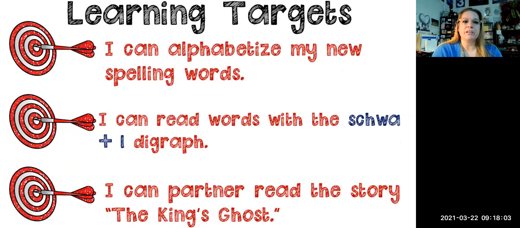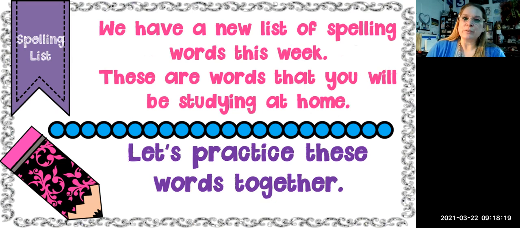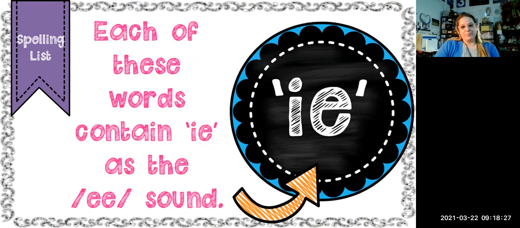Alrighty, our learning targets for today are I can alphabetize my new spelling words. I can read words with the schwa plus ul digraph. And I can partner read the story, The King's Ghost. So we do have a new list of spelling words this week. And these are words that you're going to be studying and working on at home. So let's practice our words together.